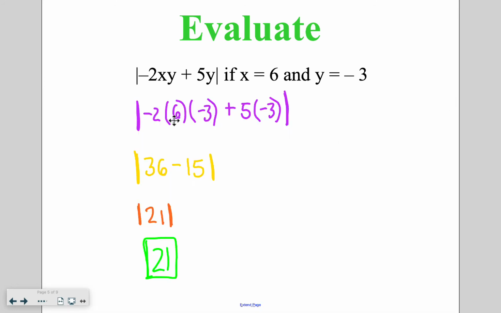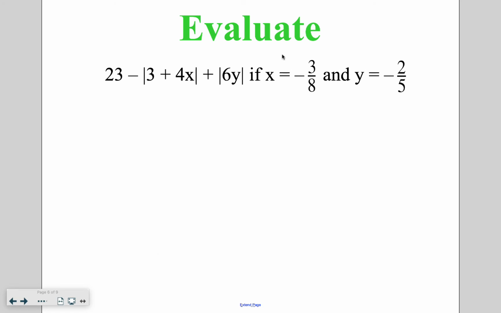So plugging in our values, 6 for x, -3 for y, we're going to do our subtracting. We have the absolute value of 21, which is 21. Now we're going to do the same thing, but we are dealing with fractions. Since our initial values are given to us as fractions, we want to make sure our final answer, if necessary, is written as a fraction.